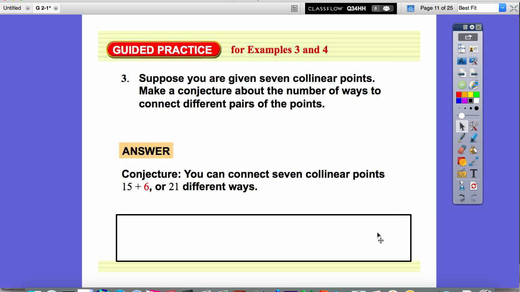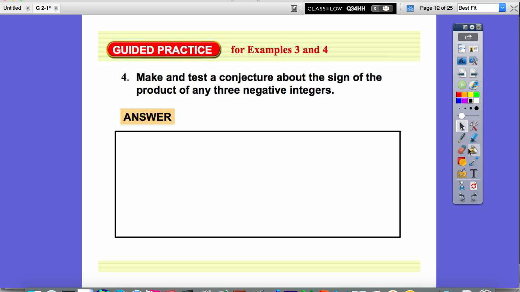Now notice, we're not able to just come up with this out of thin air. We have to go back to simpler problems. We had to go back to what we do for 1 point, 2 points, 3 points to build upon that example. We're not ready to just come up with conjectures out of thin air. We need to start at very basic problems.